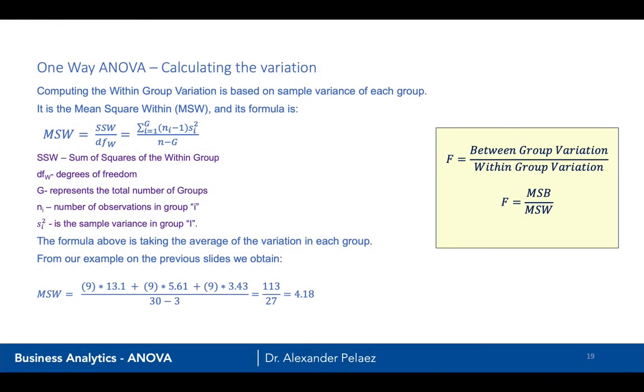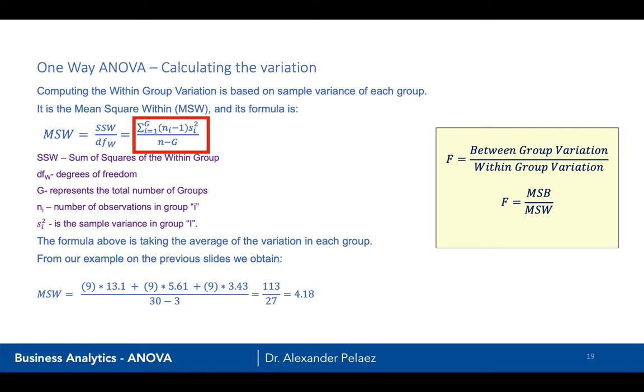Now we're going to compute 2 additional values: MSB, which is the mean square between the groups, and MSW, which is the mean square within the groups. We're going to start with the mean square within the groups. The mean square within the groups is basically the sum of squares within the groups divided by the degrees of freedom within the groups. I've provided here what each one of the acronyms does, and here is the formula on the right.